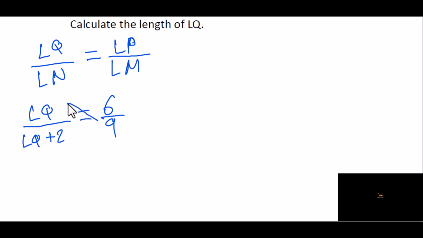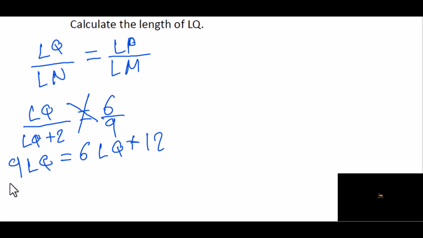Okay, so we multiply. So when we multiply 9 multiplied by LQ, we're going to have 9 LQ, which is equal to, when we multiply 6 by LQ plus 2, we're going to have 6 LQ plus 6 multiplied by 2, which is basically going to give us 12. Okay, so plus 12.